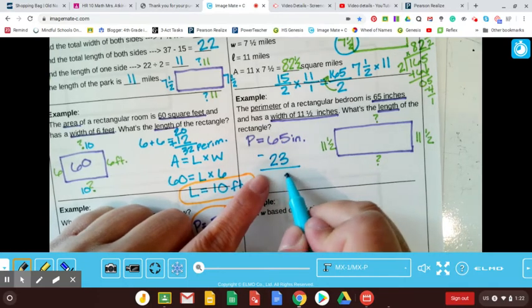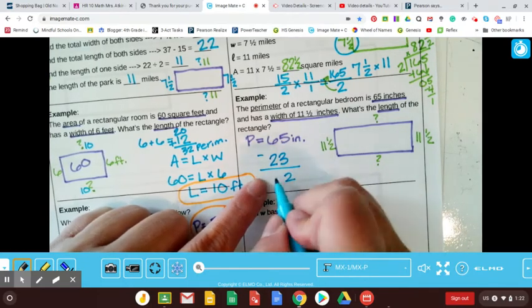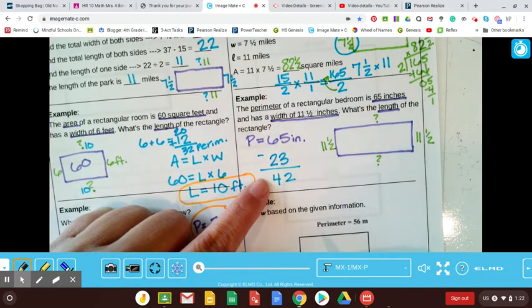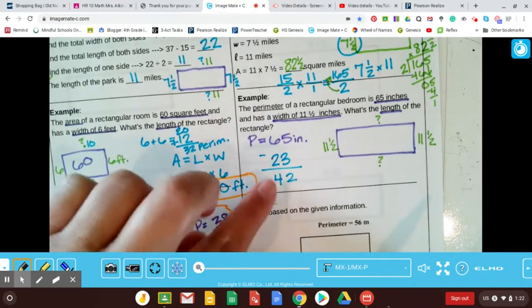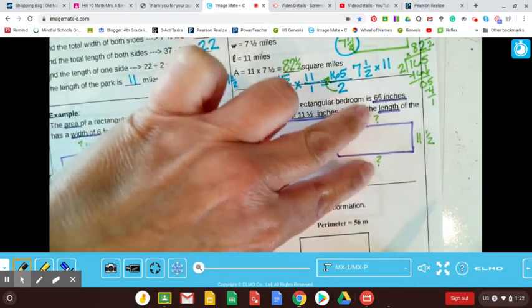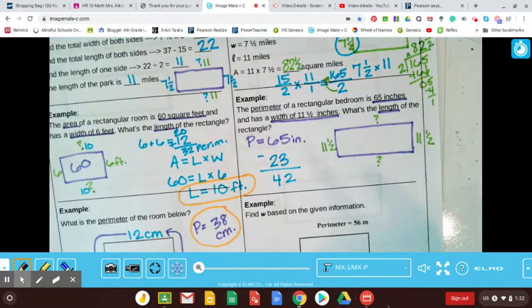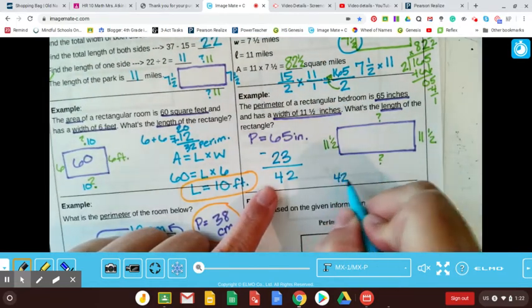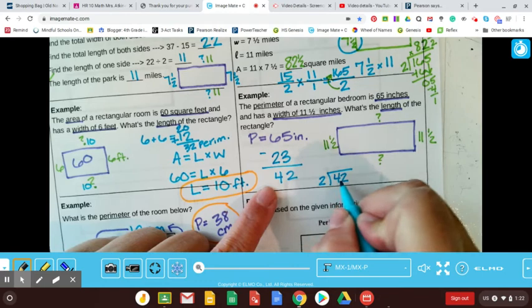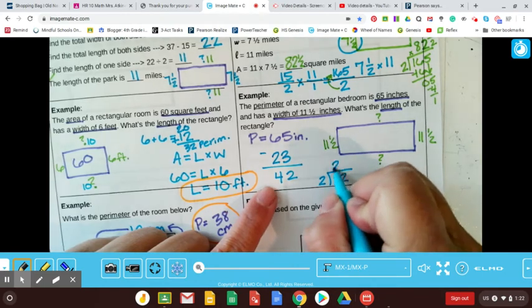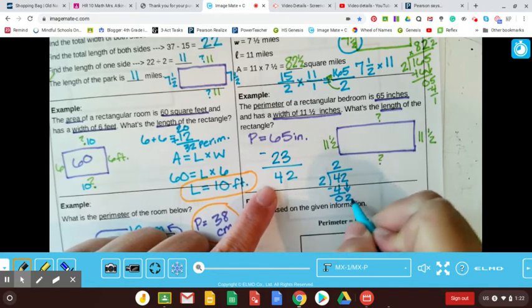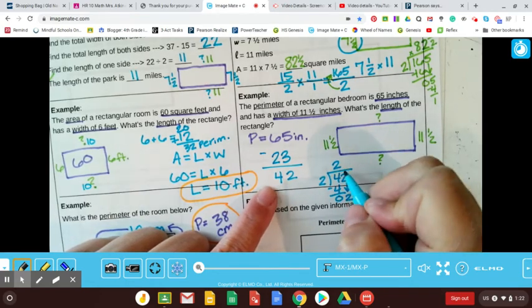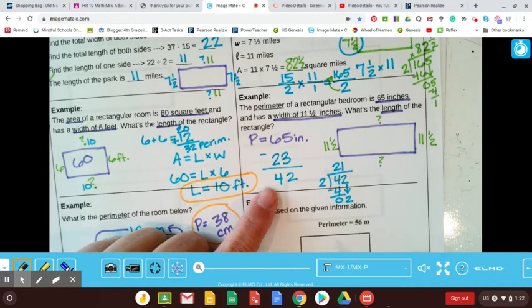5 minus 3 is 2. 6 minus 2 is 4. So I get 42. Now, don't be mistaken. 42 isn't the answer because we now need to divide 42 in half to account for both of the lengths. So 42 divided by 2. 2 goes into 4 2 times. Bring down our 2. 2 goes into 2 1 time. And we would get 21.